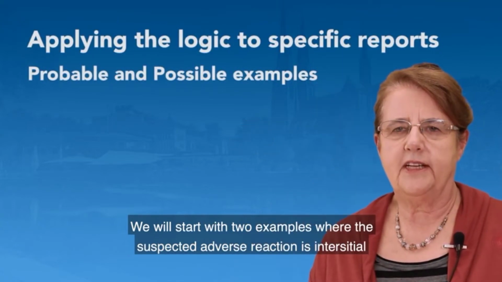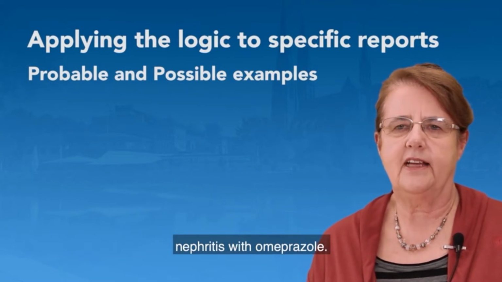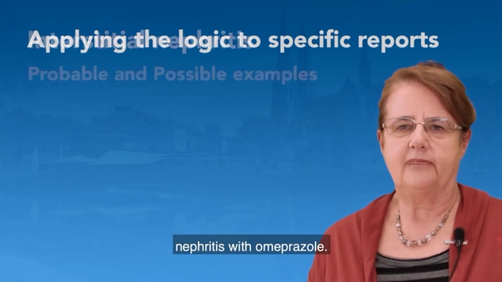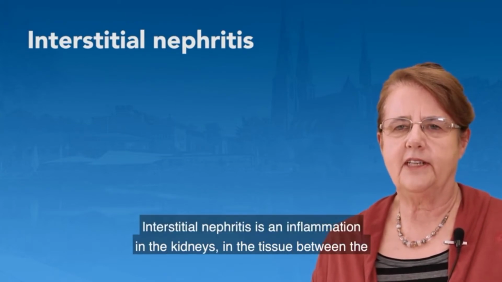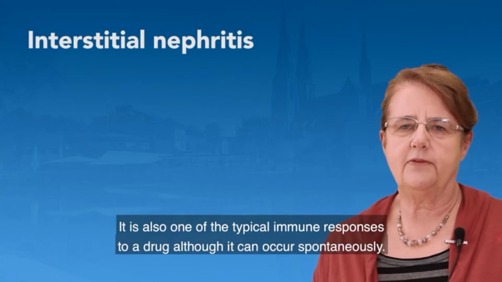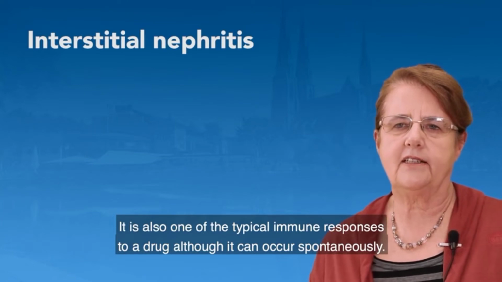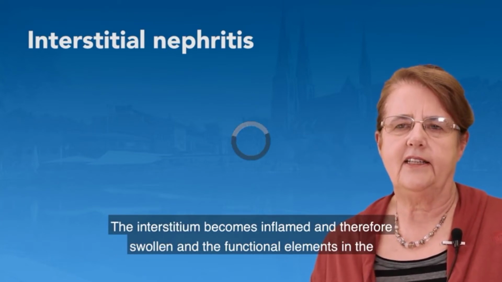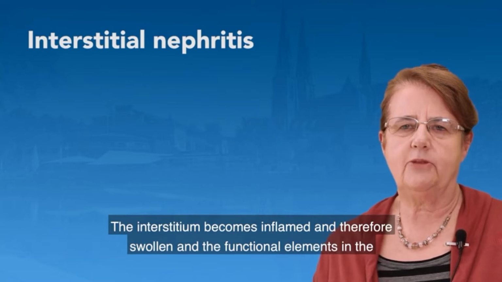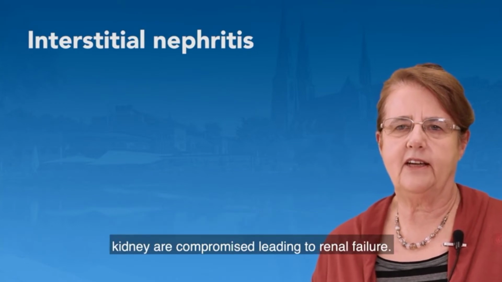We will start with 2 examples where the suspected adverse reaction is interstitial nephritis with omeprazole. Interstitial nephritis is an inflammation in the kidneys, in the tissue between the functioning parts. It is also one of the typical immune responses to a drug, although it can occur spontaneously. The interstitium becomes inflamed and therefore swollen, and the functional elements in the kidney are compromised, leading to renal failure.